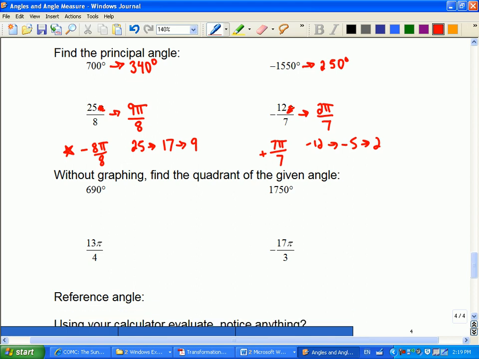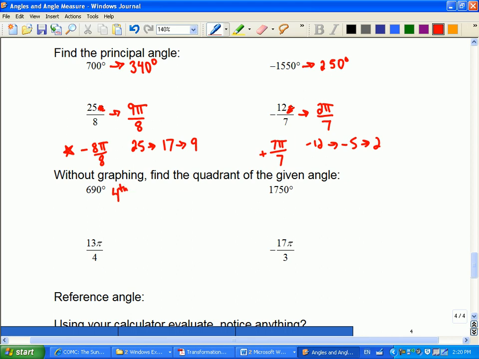Okay. So here's one of the reasons you need to know a principal angle. We should be able to find these without having to do this whole graphing business. The standard angles, the pictures look pretty, but here's one of the reasons you want to know. So without graphing, where do you think 690 degrees would be? Fourth quadrant, okay?